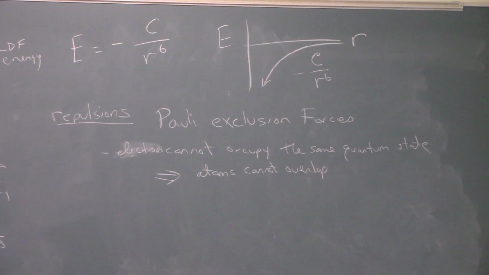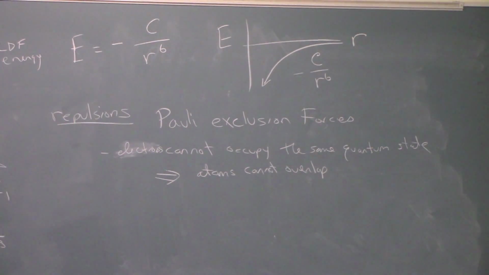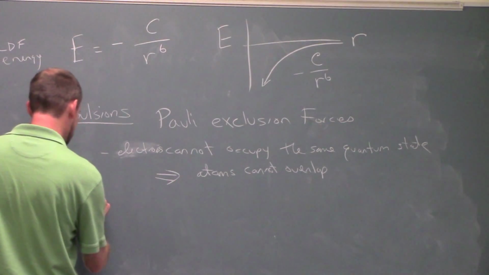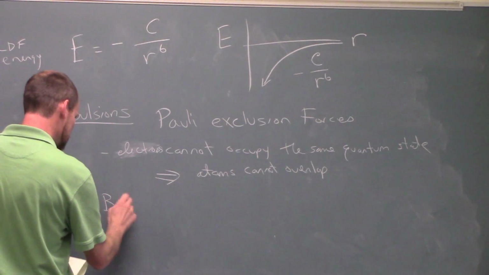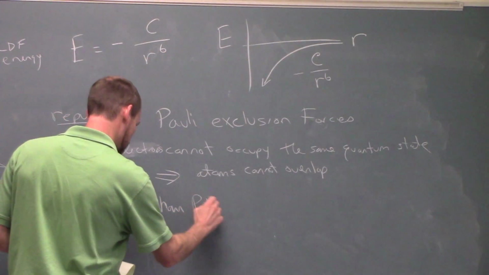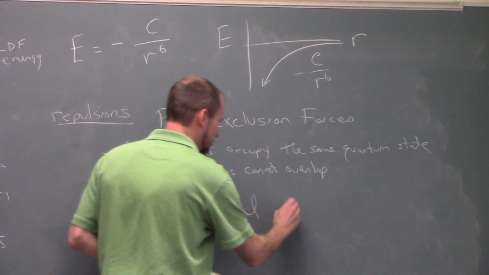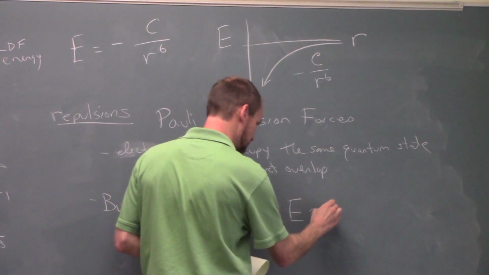Which makes sense on a macro scale. Things can't be in the same place. In the atomic scale, in the weird quantum world, that might not necessarily be so, but it is true that you can't necessarily have these atoms in the same place. One of the best ways to model this is with the Buckingham potential, which, to my understanding, is supposed to be the most theoretically accurate.